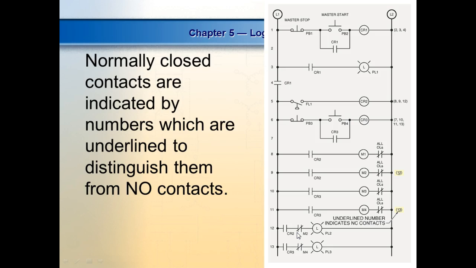Y'all understand that? So these numerical cross-reference numbers show us the location of contacts within the control circuit. Not in the power circuit, within the control circuit, right? Understand? If I see an underline, it means I'm looking for a normally closed contact. If I don't see an underline, it means I'm looking for a normally open contact. Y'all understand?